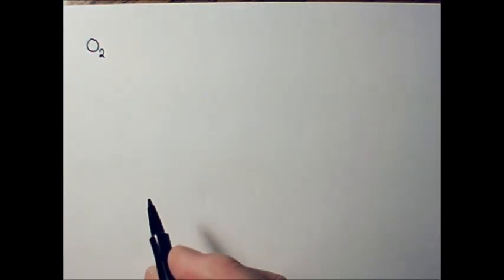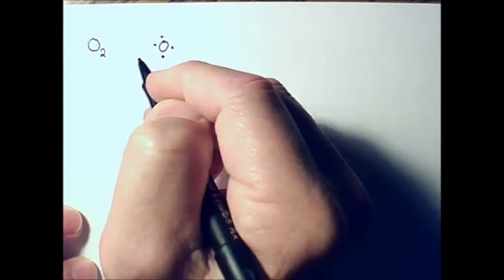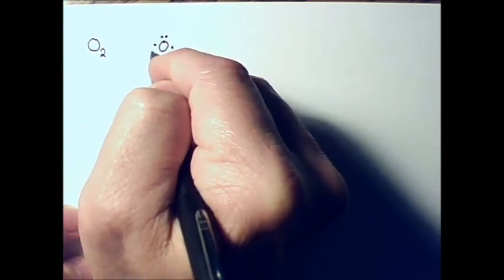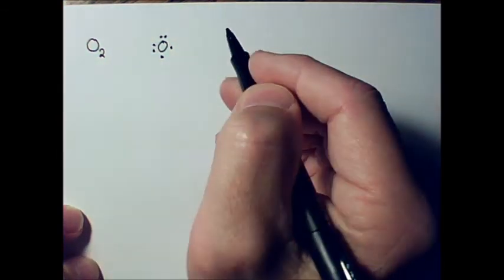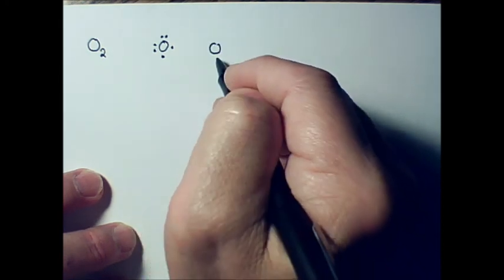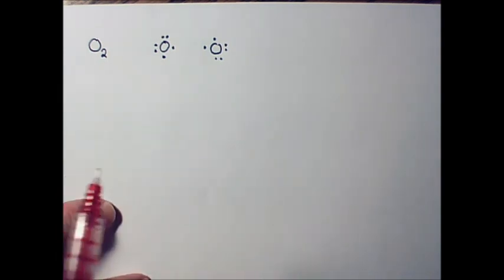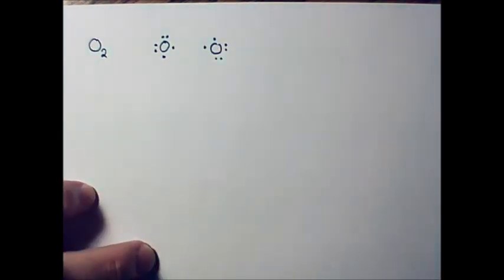How many electron dots does an oxygen atom have? 6. 1, 2, 3, 4, 1 on each of the four sides. Pair up as needed. 5, 6. This is an example. So here's another oxygen, because I need 2 of them. 1, 2, 3, 4, 5, 6. I need to be able to put both these together in a way so that we have 8 valence electrons. How's that?